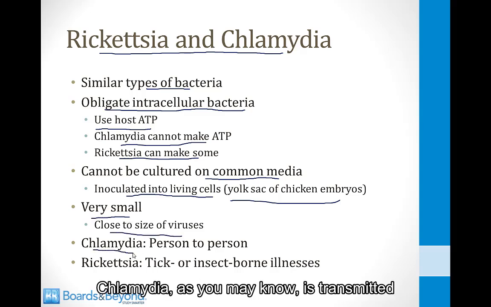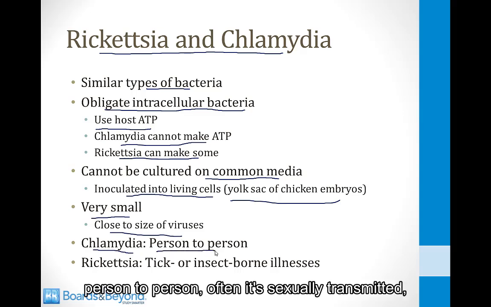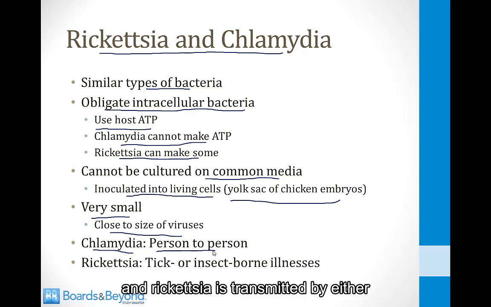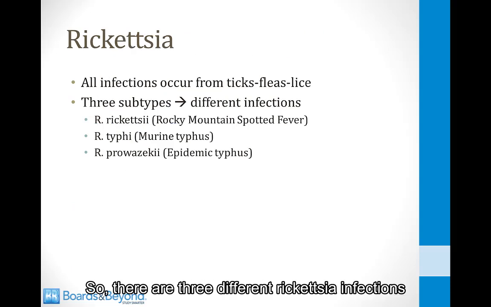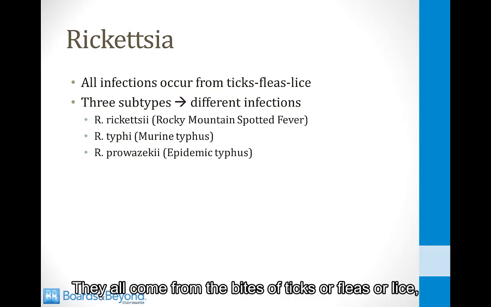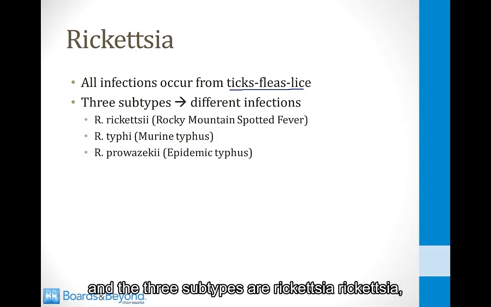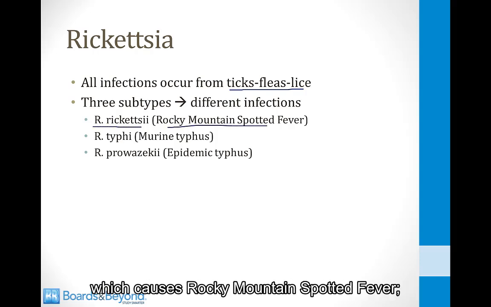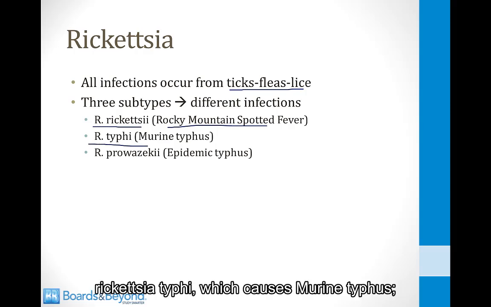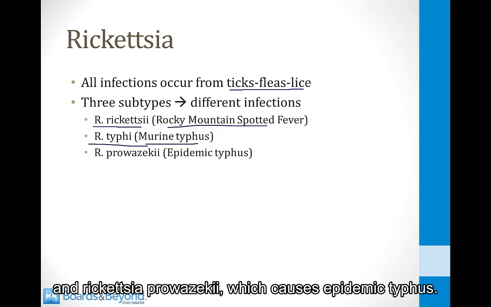And then chlamydia, as you may know, is transmitted person to person. Often it's sexually transmitted. And rickettsia is transmitted by either a tick or an insect. So there are three different rickettsia infections you need to know about. They all come from the bites of ticks or fleas or lice. And the three subtypes are Rickettsia rickettsii, which causes Rocky Mountain spotted fever, Rickettsia typhi, which causes murine typhus, and Rickettsia prowazekii, which causes epidemic typhus.